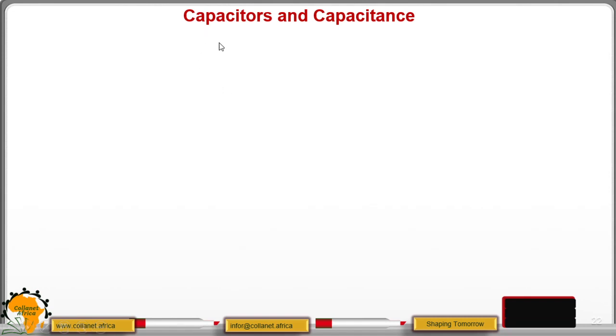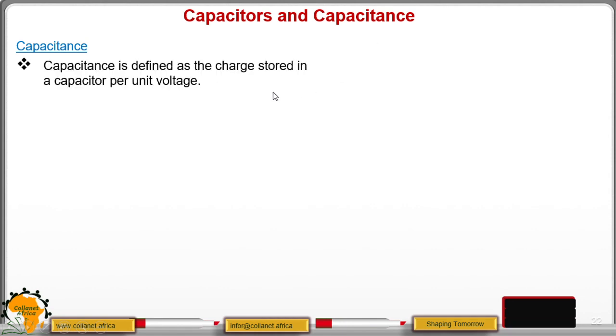We are going to continue with capacitors and capacitance, but here we are going to start by defining the capacitance, and later we are going to look at factors affecting capacitance. So capacitance is defined as the charge stored in a capacitor per unit voltage. You know that a capacitor is a device that stores charges.